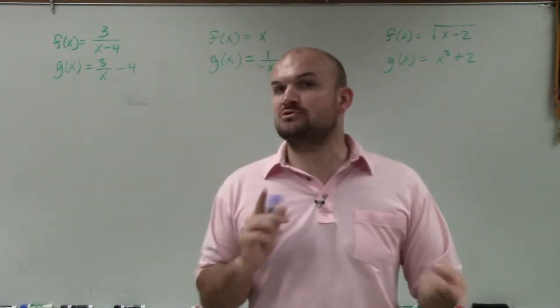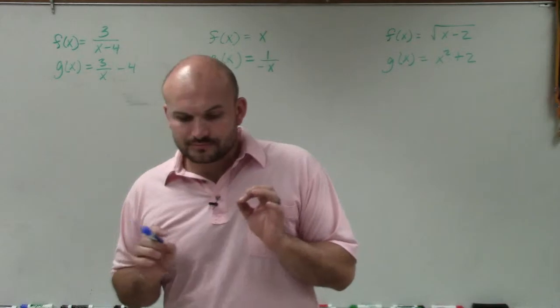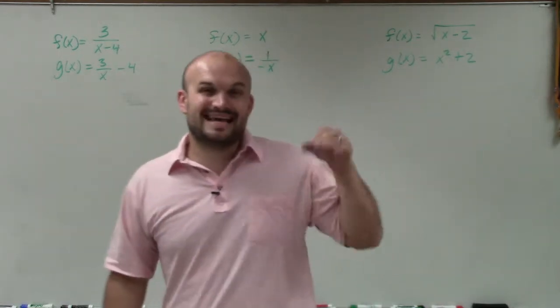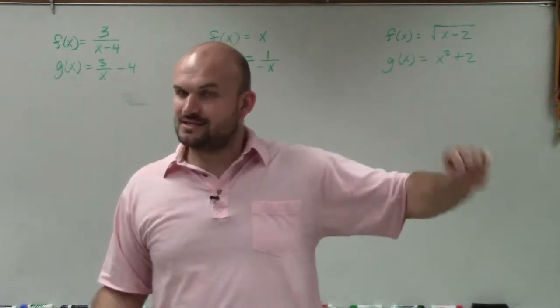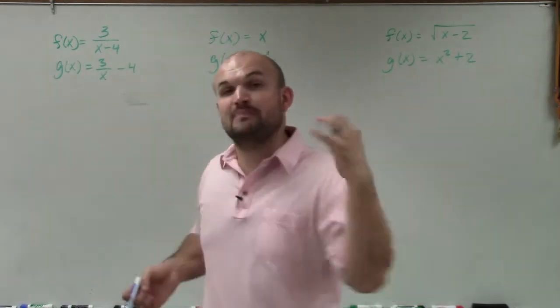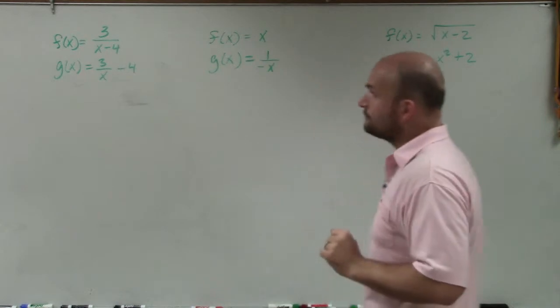But we have to be able to compose both ways, all right? Because two functions are only inverses if f of g of x equals x and g of f of x equals x. It only works if both of them do. That's the only way we can prove for sure that they are inverses of each other.